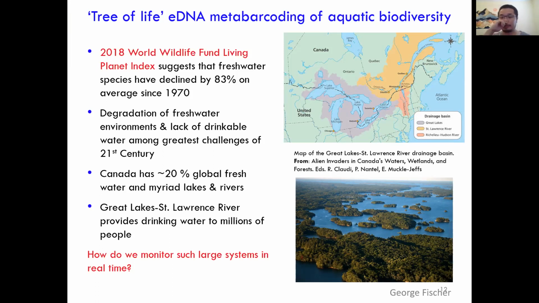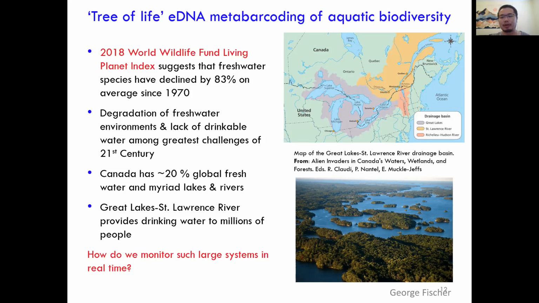To give you a number, in the province of Ontario alone, there are 500,000 lakes on different water systems. Given that we have so many water systems, we also have lots of issues regarding aquatic systems, including invasive species, industrial pollution, and algal blooms, etc. So monitoring such a vast system in real time requires that we explore new approaches. That is environmental DNA.